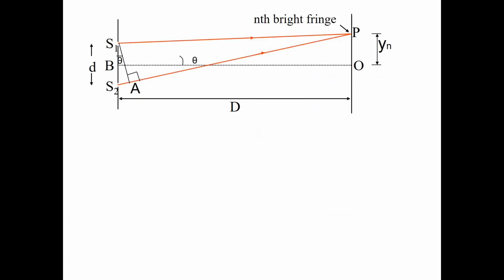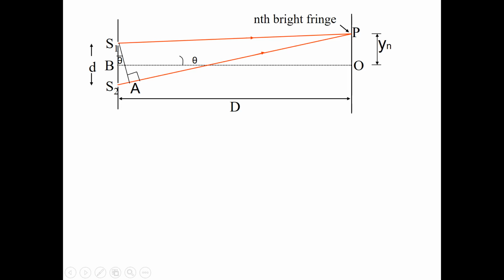Okay, so to derive that formula, firstly let's take a look at two waves coming from S1 and S2. I have one light wave coming from S1, and then it hits the screen at a point P. P is the nth order bright fringe. It could be first order, then n equals 1, or second order, n equals 2. So we are doing a general discussion here, nth order. Then the wave from S2 will also reach the point P.